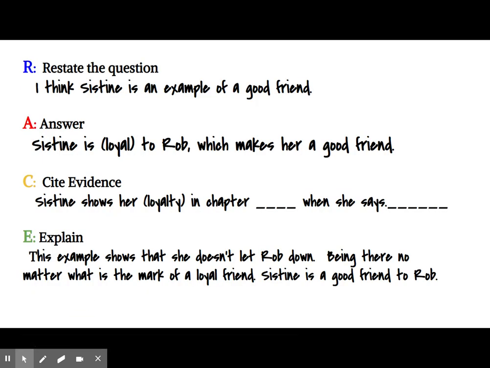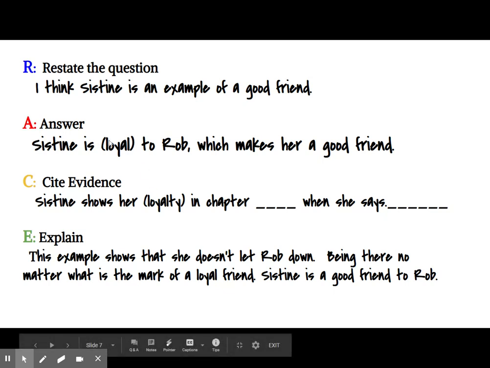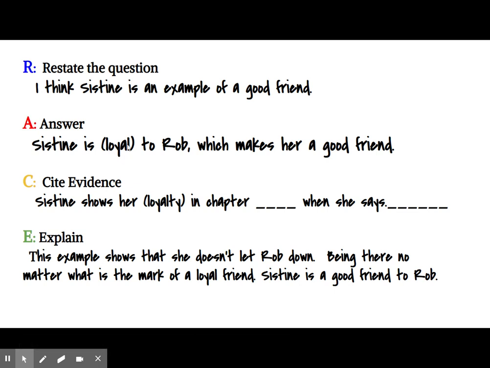For my answer, I start with R, restate the question. I think Sistine is an example of a good friend. A, answer any additional questions. Sistine is loyal to Rob, which makes her a good friend. Notice I put loyal in parentheses because this is the part that asks me to identify a trait. So for you, you might say Sistine is mean to Rob, which makes her a bad friend. Or you might say Rob is kind to Sistine, which makes her a good friend.